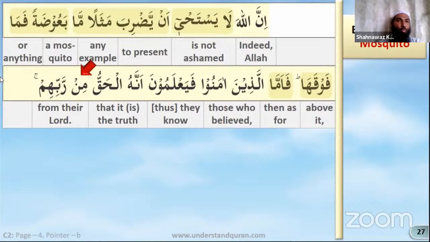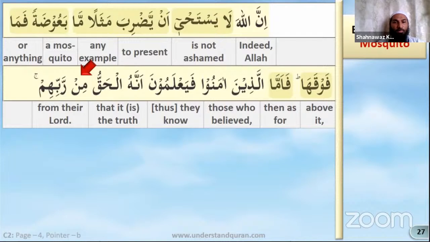Also, when you stopped at ba'udatan, if you're stopping there, you say ba'udah. But if you are continuing, then it is not izhar, it is ikhfa. So it will be ba'udatan fama, not tan. Tan is izhar. So izhar will come only when you have the 6 alphabets of huruf halqi. Okay. So it should be ba'udatan. So that was another mistake.